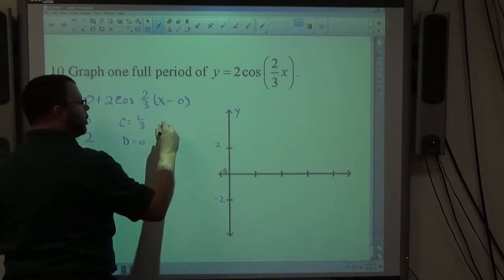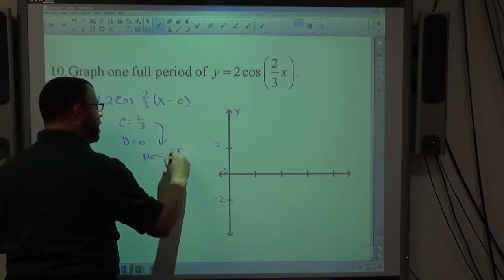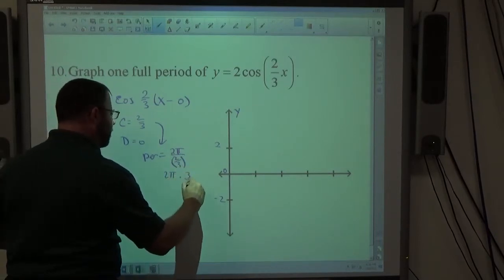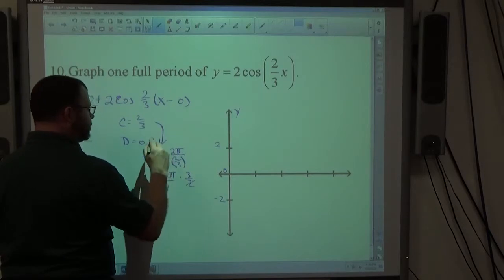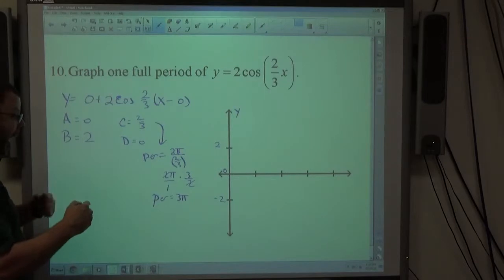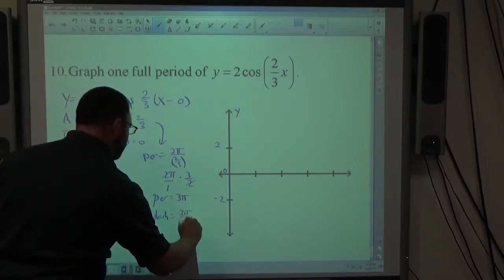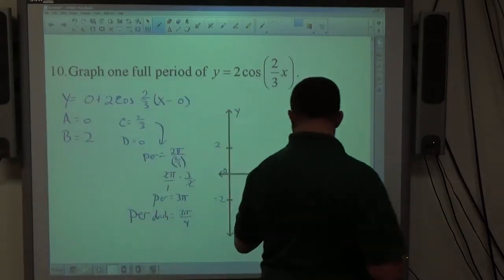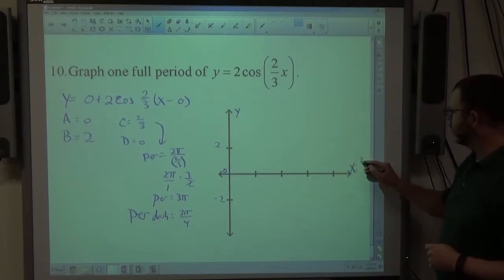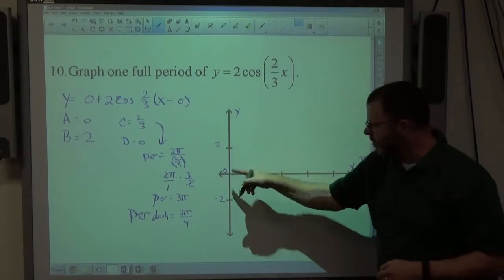Since c is 2/3, the period is going to equal 2 pi divided by 2/3, that's the same as 2 pi times 3/2, which is 3 pi. And that means the dash is just 3 pi over 4. So 3 pi over 4, 6 pi over 4, 9 pi over 4, 12 pi over 4, better known as 3 pi. The way we've been doing this is just labeling it like so. Every dash represents 3 pi over 4 starting at 0.